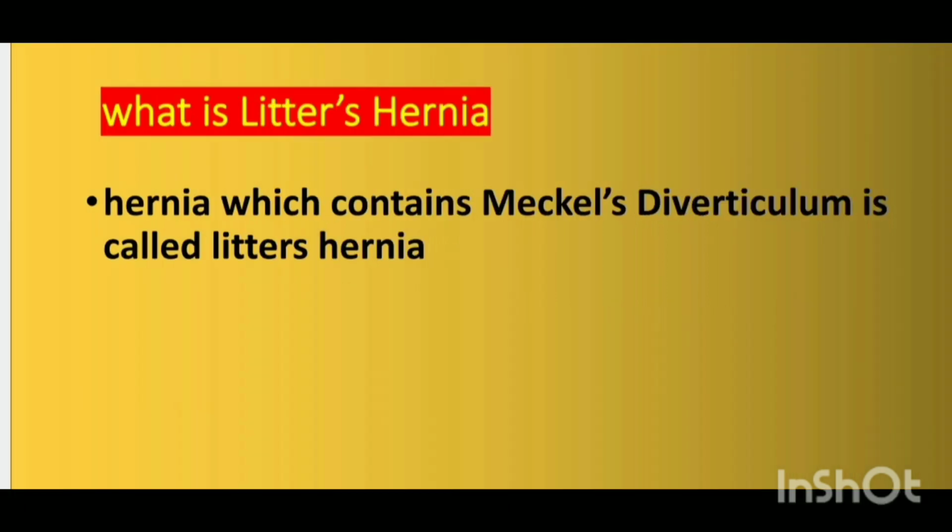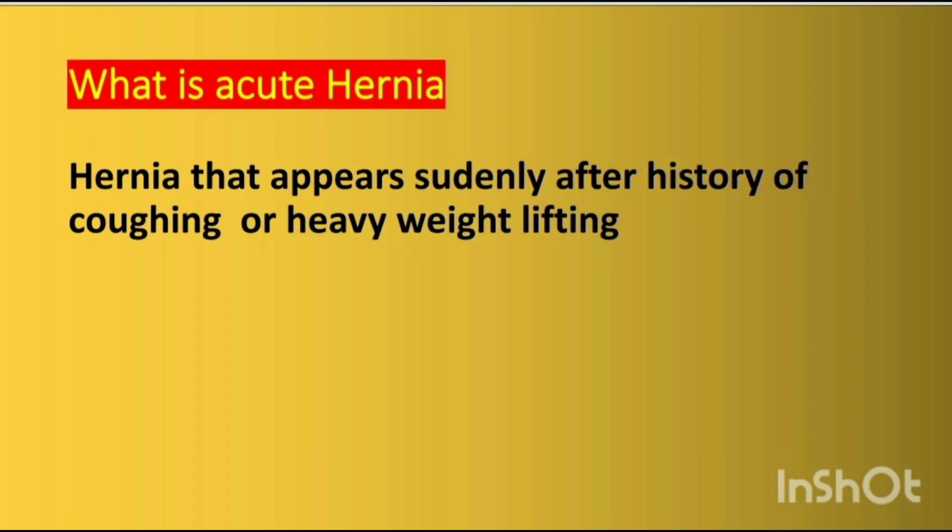Question: what is Littre's hernia? Answer: a hernia which contains Meckel's diverticulum is called Littre's hernia. Question: what is acute hernia? The answer should be: a hernia that appears suddenly after a history of coughing or heavy weightlifting is called acute hernia.